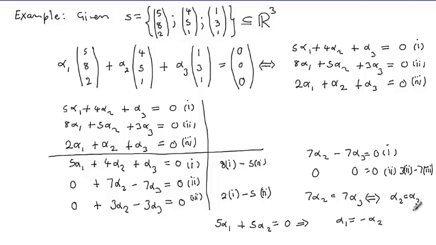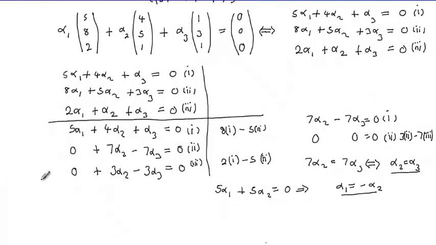Now in these two parts, here and there, we can see that our alpha 3 depends on alpha 2 and the alpha 1 depends on alpha 2. So, which means in that case, we can freely choose alpha 2.